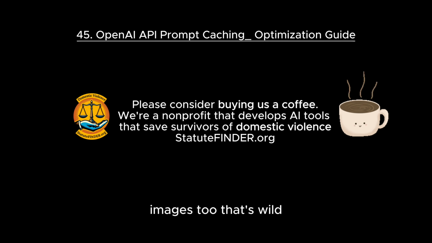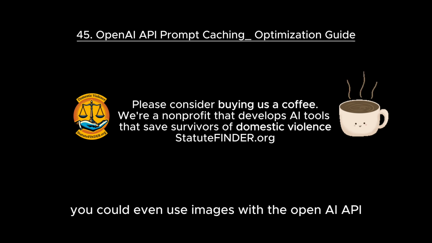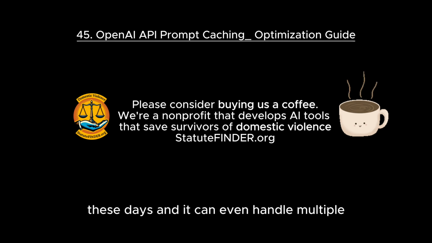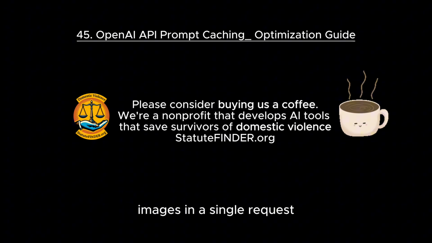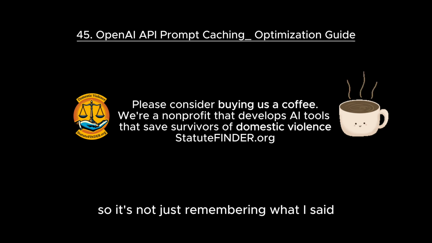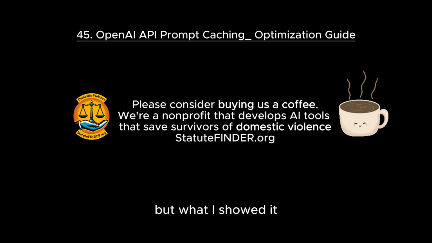Wait, hold on. Images too. That's wild. I had no idea you could even use images with the OpenAI API, let alone cache them. It's pretty amazing what you can do with the API these days. And it can even handle multiple images in a single request. But remember, for images to be cached, they have to be identical between requests. So it's not just remembering what I said, but what I showed it. That opens up so many possibilities. What else can be cached?